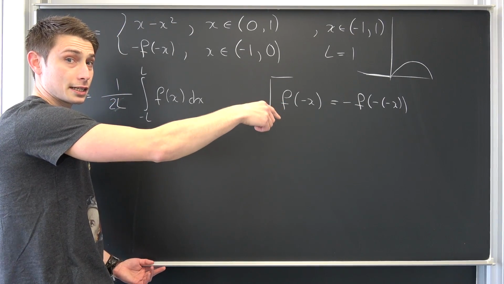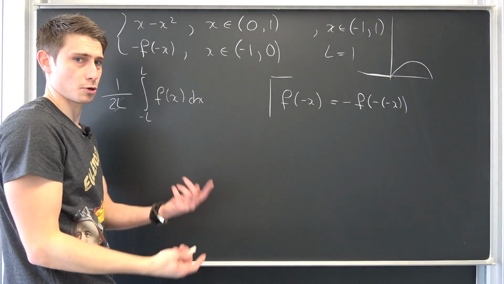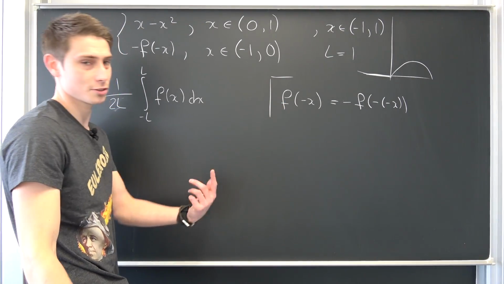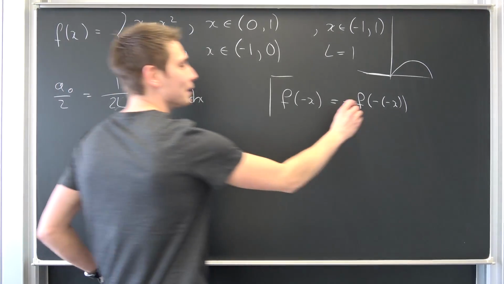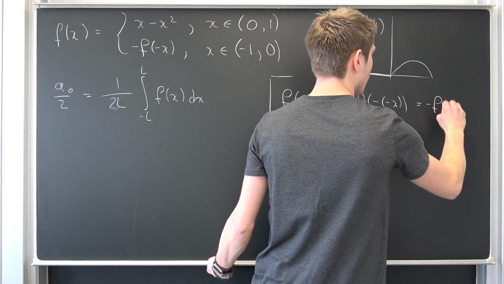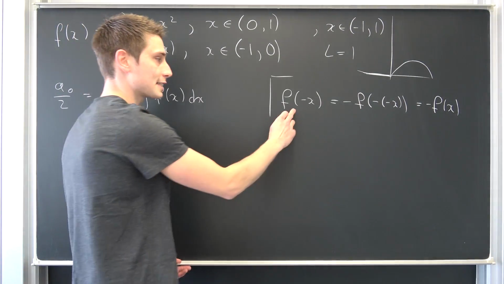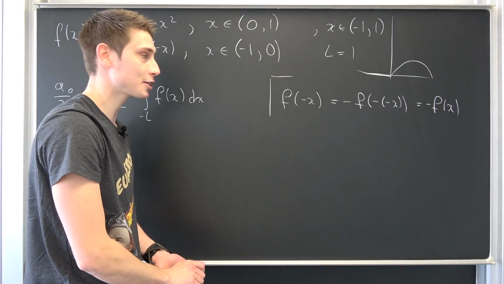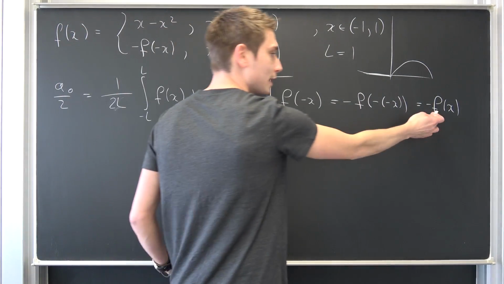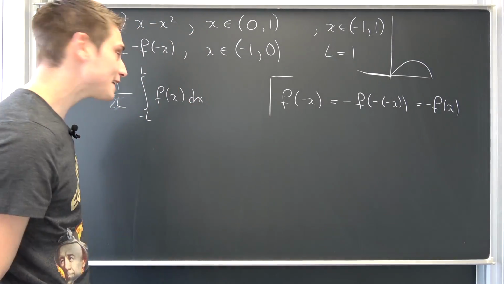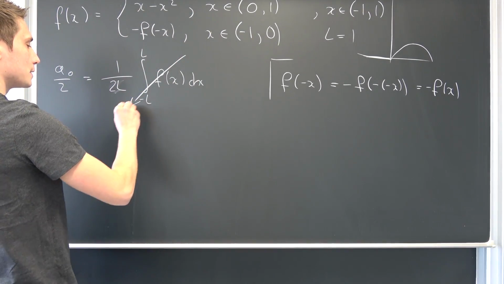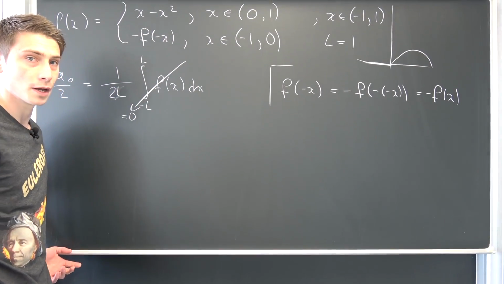But negative times negative in any field is just positive. I made a proof on that. Take a look into the description, maybe there's a video on that. Meaning we are going to get -f of x. And that's absolutely brilliant because that's the definition of an odd function. If you plug -x into here, it's going to be negative the function itself. So that's good, meaning this whole chunk is going to be 0.